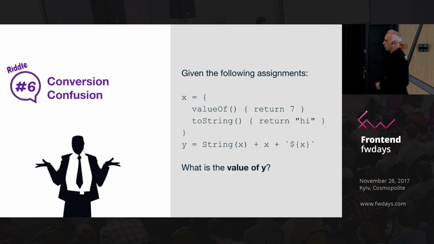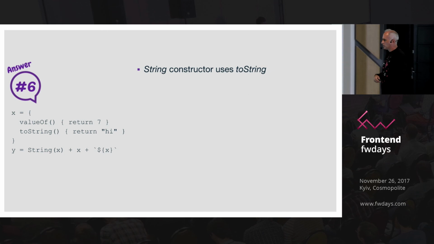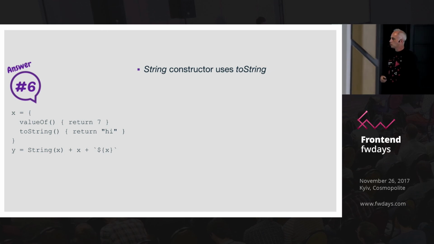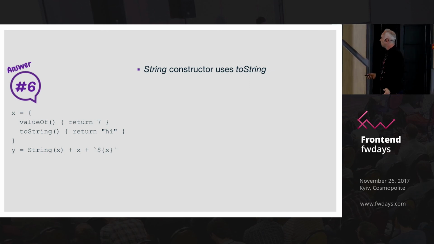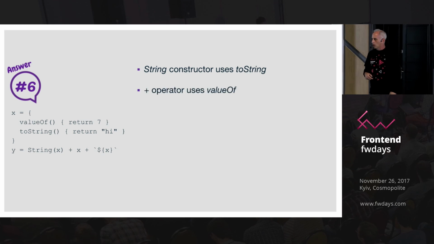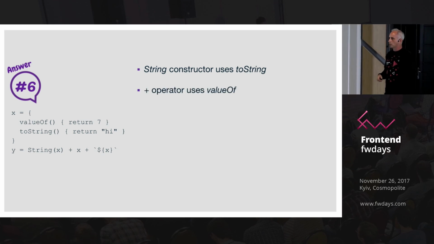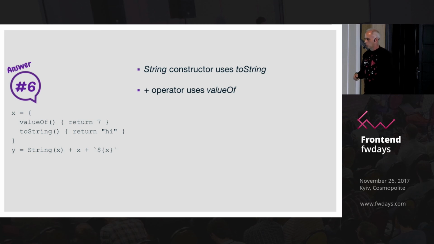Okay, so the answer is indeed that the string constructor uses toString, which is not surprising since we can think about it like casting in other programming languages. And the plus operator uses valueOf. So the first one is obviously going to be "hi". The second one is going to be obviously 7.